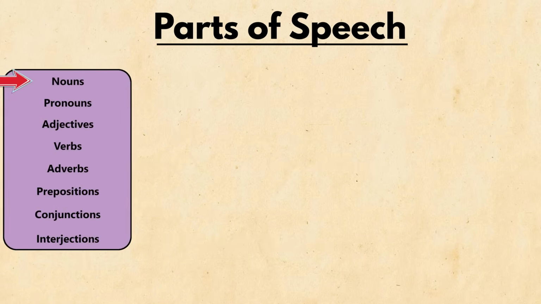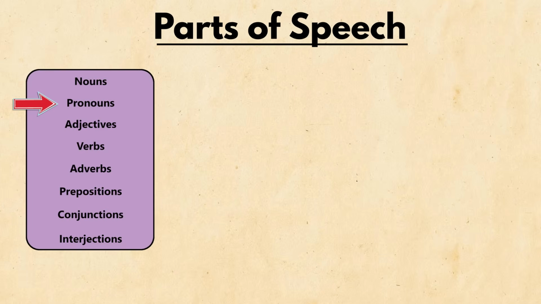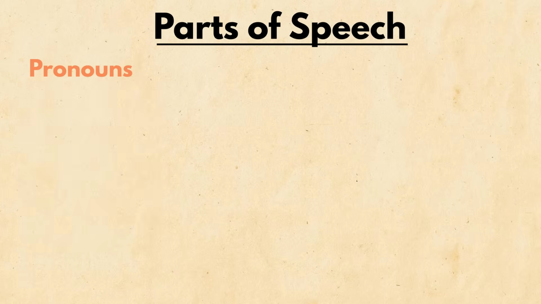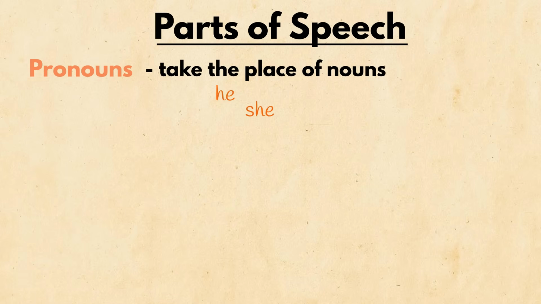The next part of speech is pronouns. Pronouns take the place of nouns. Pronouns include words such as he, she, it, and they.